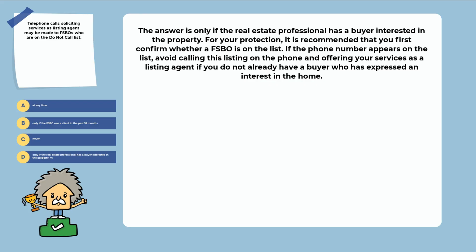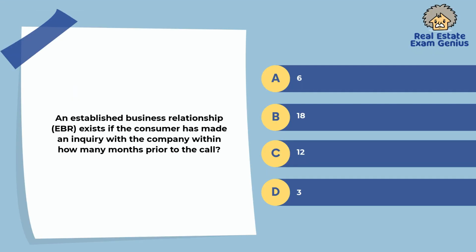The answer is only if the real estate professional has a buyer interested in the property. For your protection, it is recommended that you first confirm whether a FSBO is on the list. If the phone number appears on the list, avoid calling this listing on the phone and offering your services as a listing agent if you do not already have a buyer who has expressed an interest in the home.